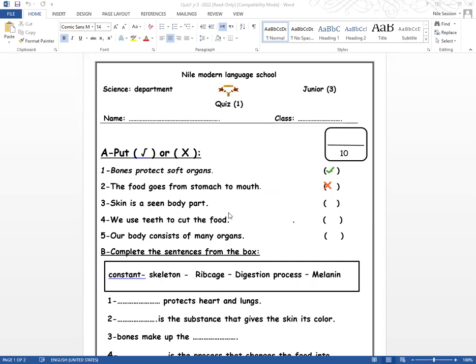Number 3, skin is a seen body part. Skin is a seen body part. So right, skin, seen body part. You can see the skin. So we put right.